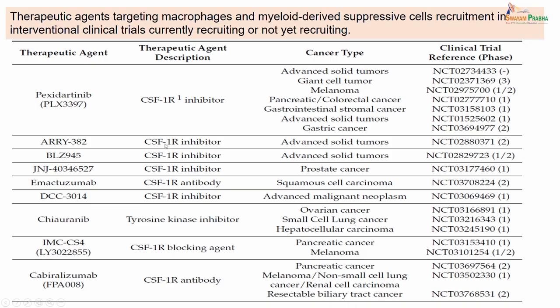Similarly, there are other types of CSF inhibitors which are in clinical trials for several advanced solid tumors. Similarly, you have the tyrosine kinase inhibitor, which is being studied in ovarian cancer, small cell lung cancer, and hepatocellular carcinoma. And then you have a particular small molecule inhibitor, which is being tried in pancreatic cancer and melanoma. There are so many different therapeutic agents which are basically targeting the CSF, that is colony stimulating factor 1 receptor.